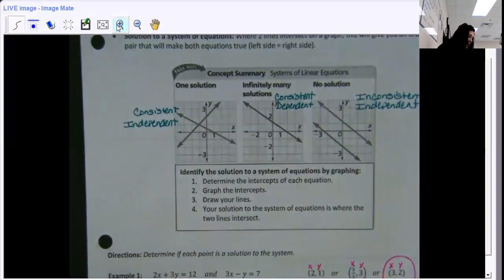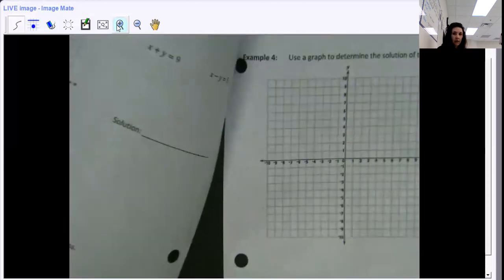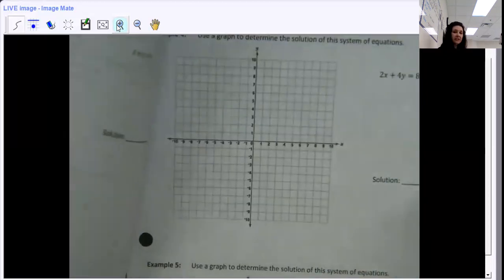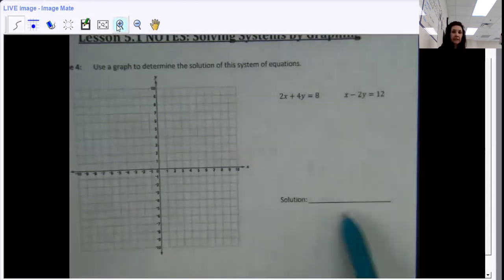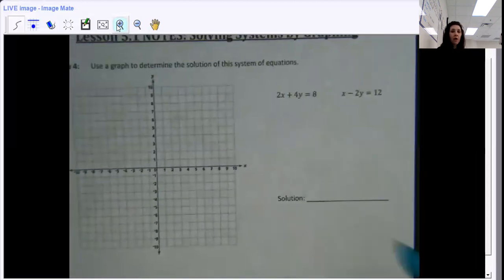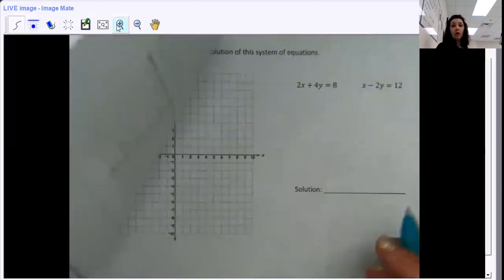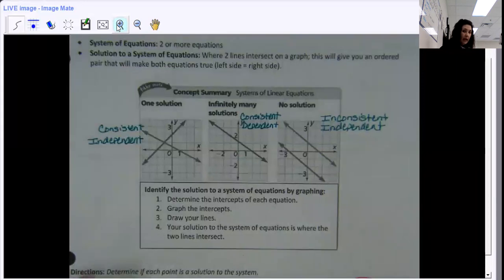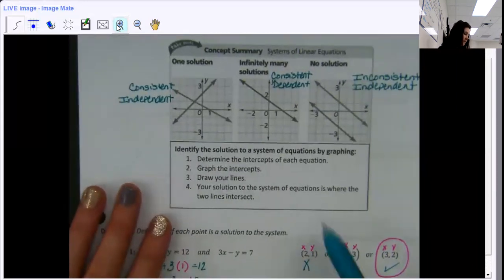Okay. So when you are graphing, if you just flip over to the back page or the next page, you're going to see a couple of graphs with a couple of equations and a line where it says solution. What we're going to do is graph these equations and see where they intersect, if they intersect at all, and determine their solution. And on the front of your notes are the instructions on how to do that.